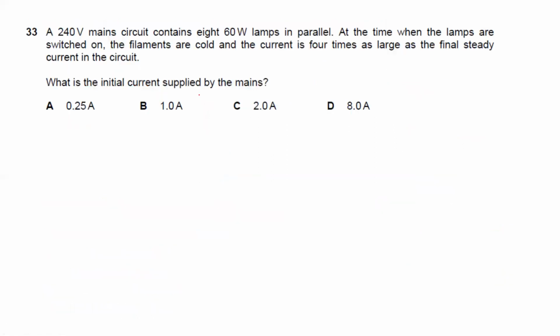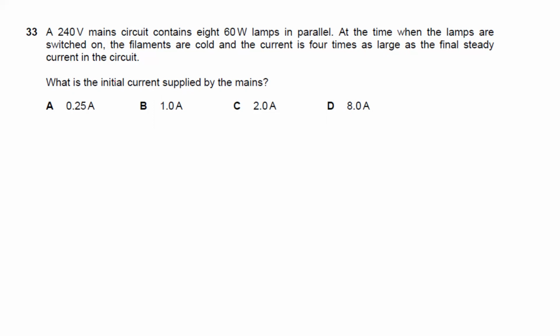Next question, question 33. Question 33 says that a 240 volt mains circuit contains 8 60-watt lamps connected in parallel. At the time when the lamps are switched on, the filaments are cold and the current is 4 times as large as the steady state current in the circuit. What is the initial current supplied by the mains?